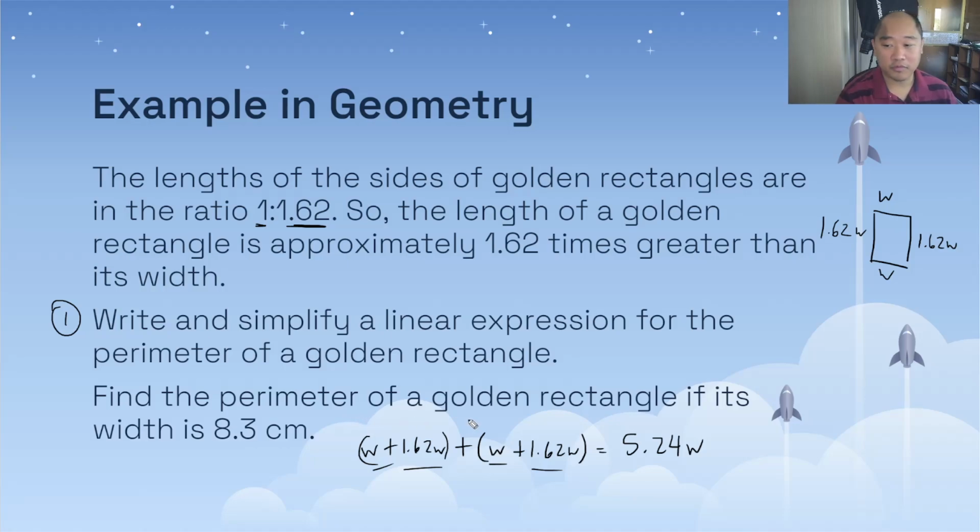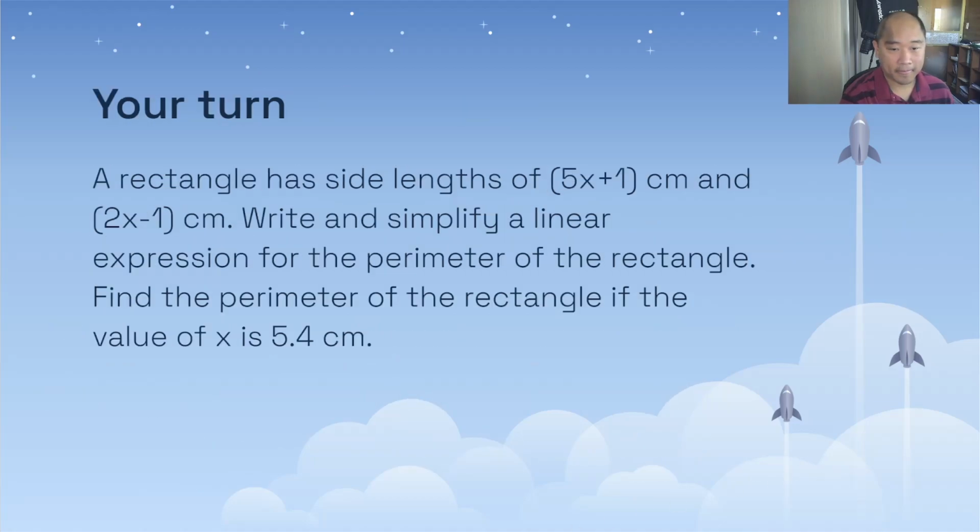So to find the perimeter of the golden rectangle, if the width is 8.3. This is number 2, our second question. What if the width is 8.3? So we just substitute 8.3 into the w, right? So that's 5.24 times 8.3. And what is that? It's some number. I don't want to do it, so I'm just going to use a calculator. 8.3 times 5.24 is 43.492. All right. Your turn.